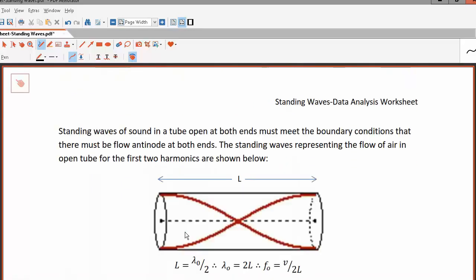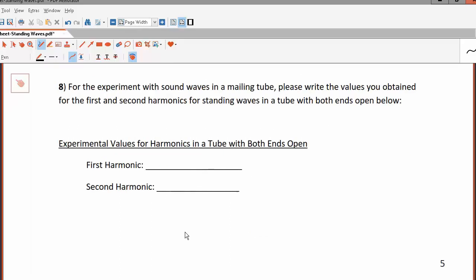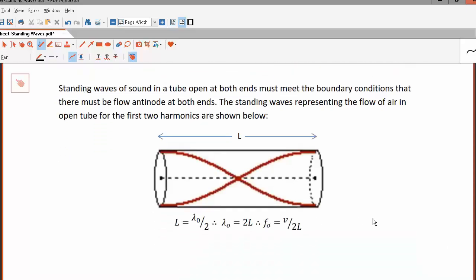Okay, now let's look at the case where we have both ends of the tube open. In my experimental results, I obtained 246 Hertz for the first harmonic and 502 Hertz for the second harmonic. Let's have a look how to predict what the values for those harmonics should be.